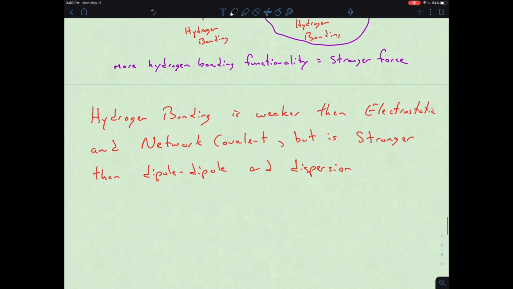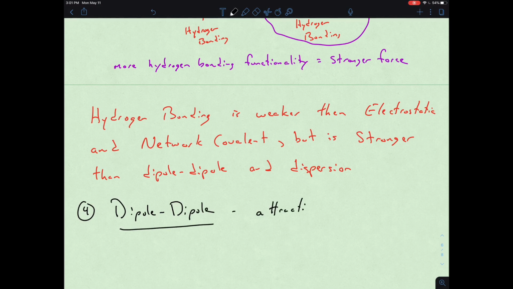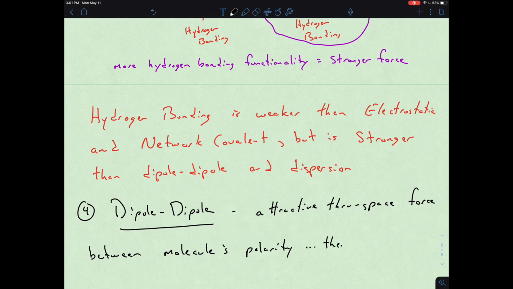The fourth is dipole-dipole. And this is an attractive, through space force between molecules' polarity, right? They're molecular dipoles.